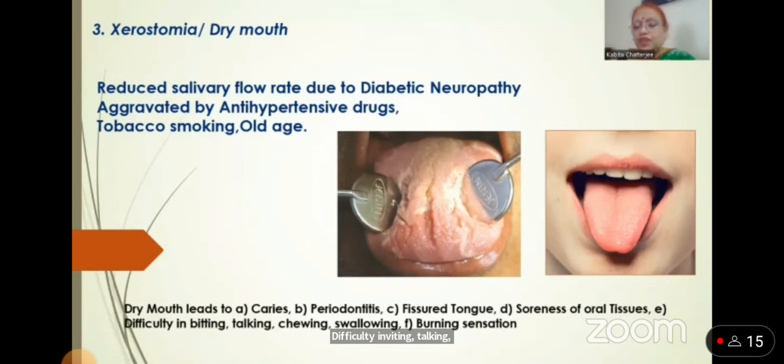Now, sometimes in diabetes mellitus, there is asymptomatic, non-inflammatory, non-neoplastic swelling of the bilateral salivary glands, which is known as sialosis.